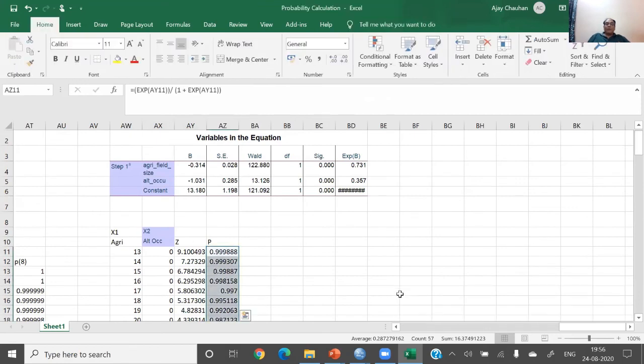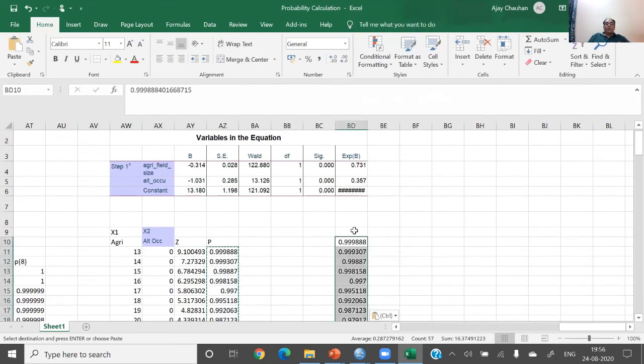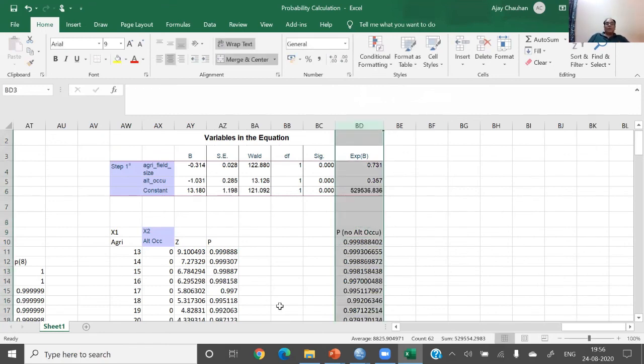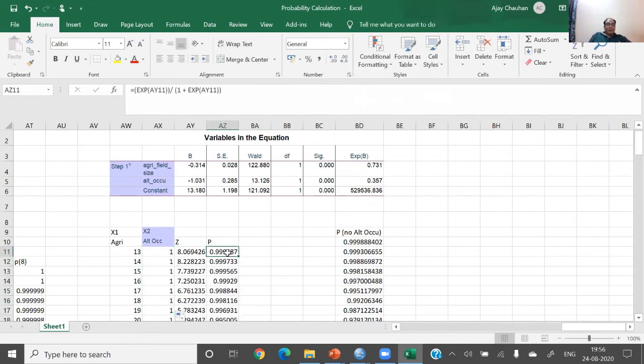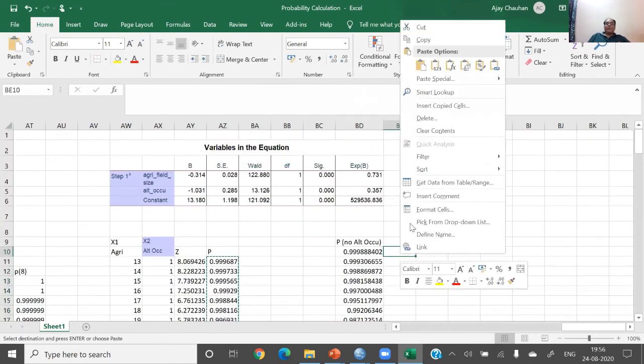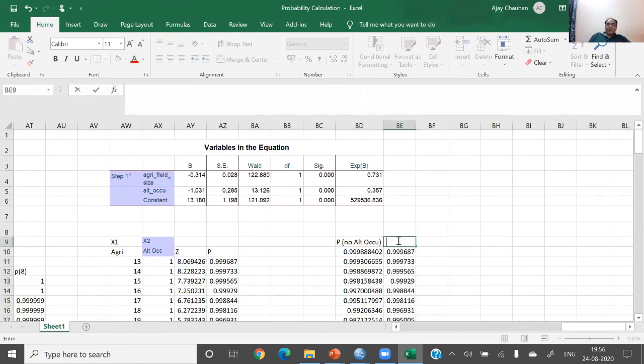So I copy, paste here, and I have to paste as a value. This is the probability when there is no alternative occupation. Now, if the government provides alternative occupation, what is the probability after that? So this is the probability after providing the alternative occupation. So I write probability with alternative occupation, and let's plot it.